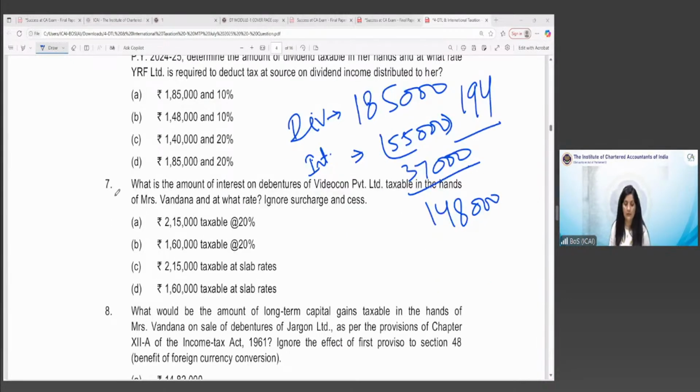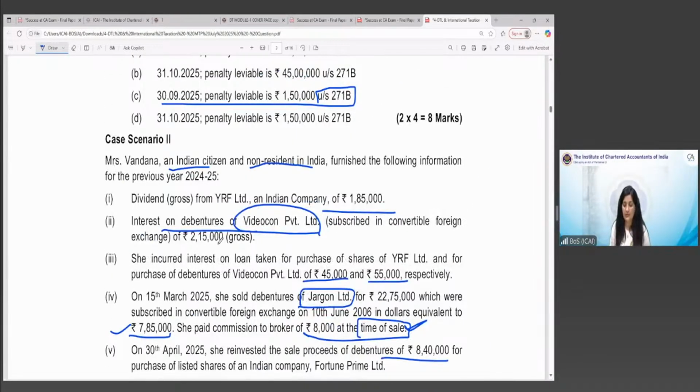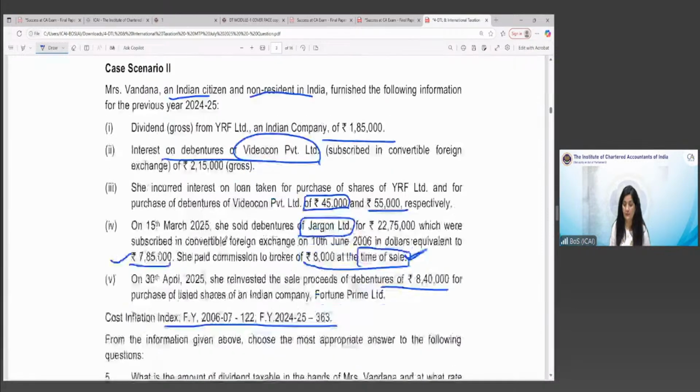Now they are asking you to compute the amount of interest on debentures of Videocon Private Limited taxable in the hands of Mrs. Vandana, and at what rate it would be taxable? Ignore surcharge and cess. Interest also she received. How much interest? Let's go and see the facts. How much interest she has received? 2,15,000. Gross figures are given to you, and she incurred the expenditure of 45,000. So 2,15,000. And इसमें से how much is taxable in her hands? This is the question. You just determine the taxable amount.